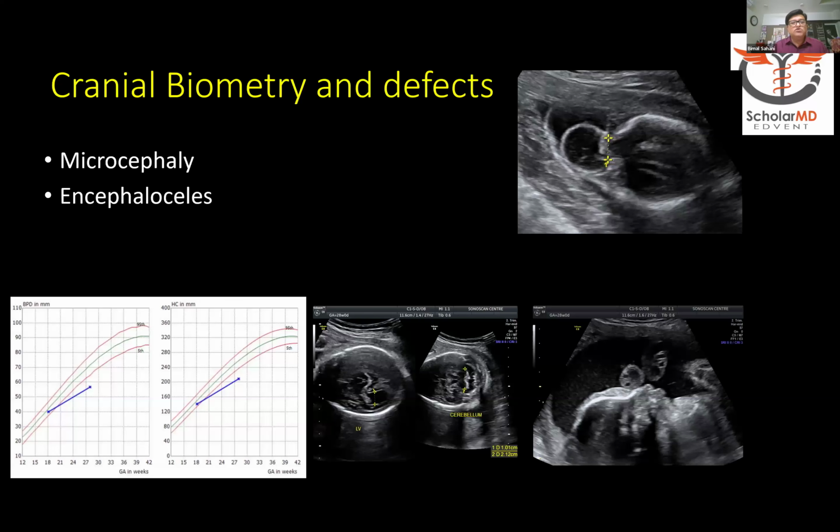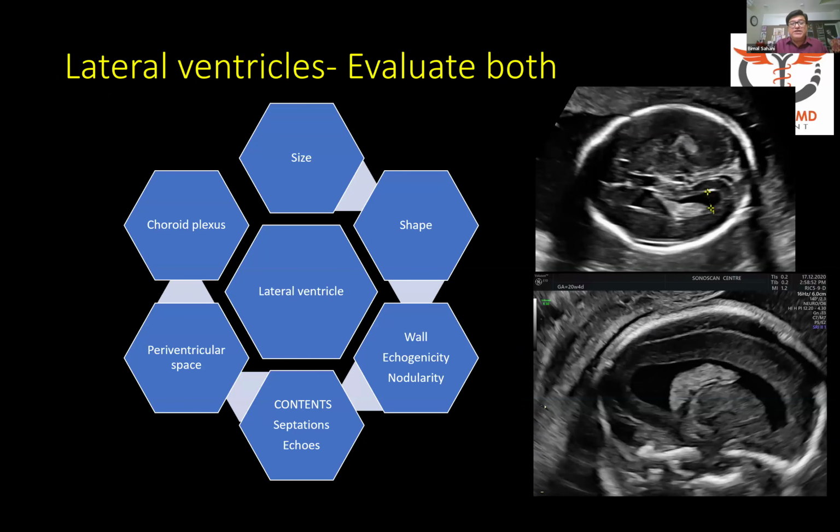isolated. So from the cranial biometry, yes, you can detect microcephaly, where the head perimeter is less than 3 standard deviations below the mean, and when you're looking at the head itself, you can at times see defects like the encephalocele. Now, let me take you through the next few slides.